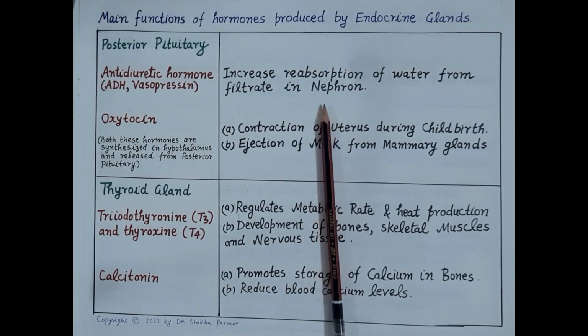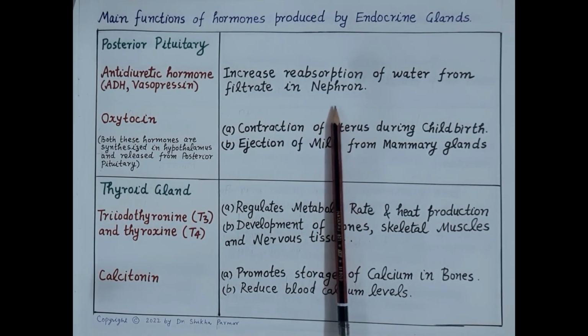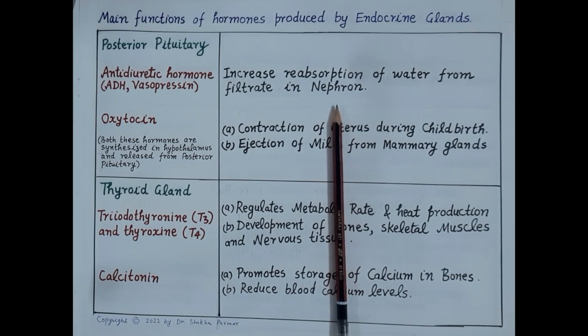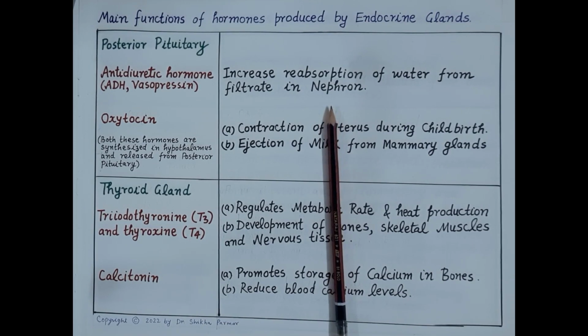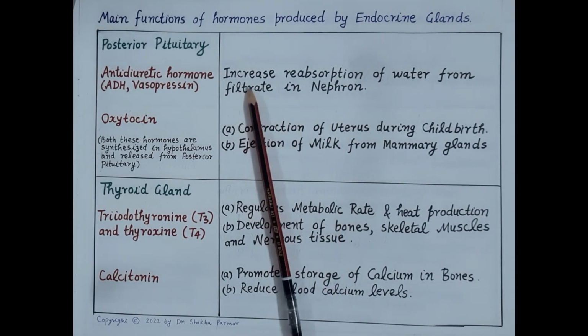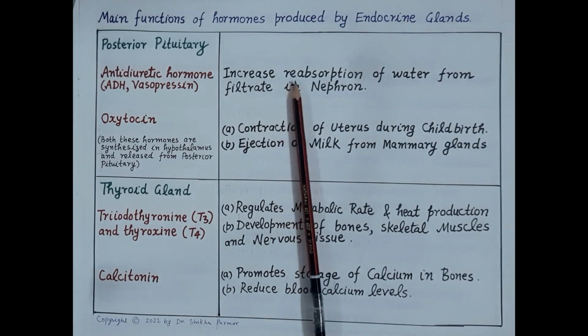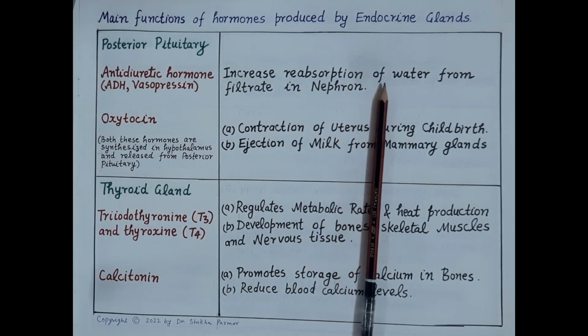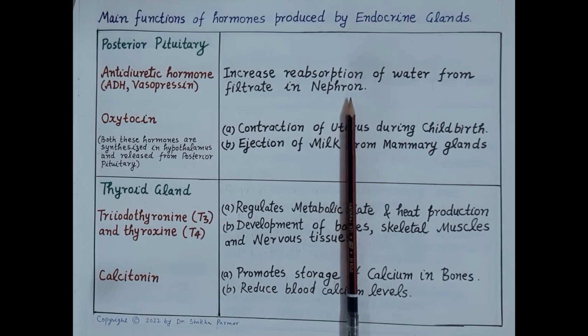Now, as we all know, the kidney is made up of functional units called nephrons. Blood in the glomerulus is filtered and the filtrate passes into the lumen of the nephron. Now, 90% of this filtrate is water. Antidiuretic hormone increases reabsorption of water from the filtrate in the nephron. So, reabsorption of water into the blood increases.